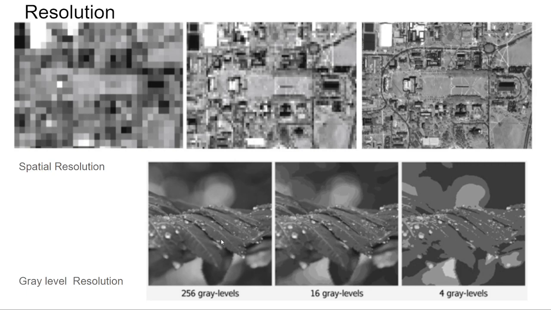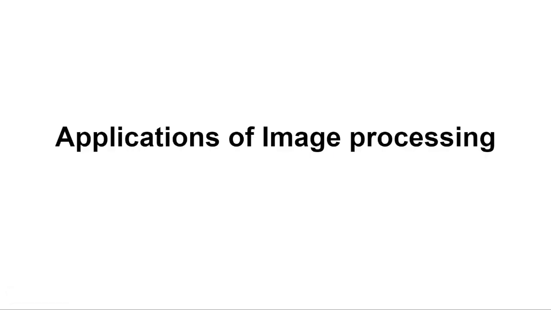But the case is that we may have to use more number of bits to store this image as we increase the number of gray levels. For the third picture, we are using only 4 gray levels. So the quality of the image is reduced as we reduce the gray level. So as we increase the gray level resolution, as we increase the number of gray colors in an image, the image quality will be increased.